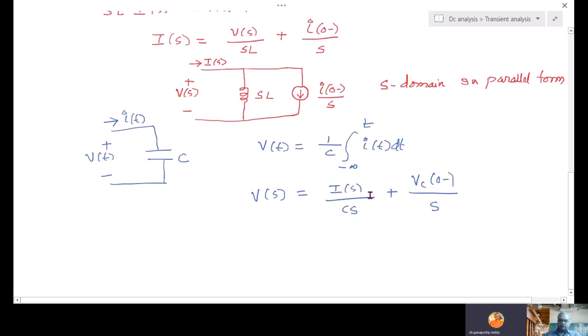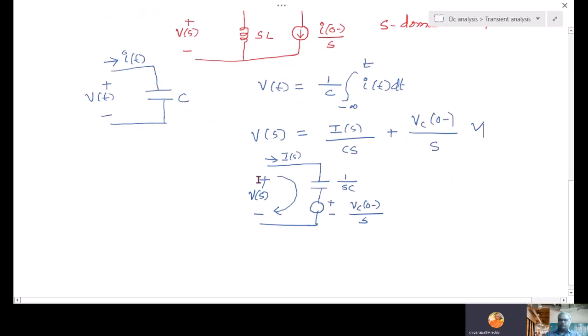So this is the voltage form. Voltage form is always series. So we can show the equivalent here: capacitor reactance of 1 by SC and here a voltage source, upper side plus minus, its value is Vc0 minus by S. These terminals again V of S, I of S. So when you write this mesh equation, again you get this expression.